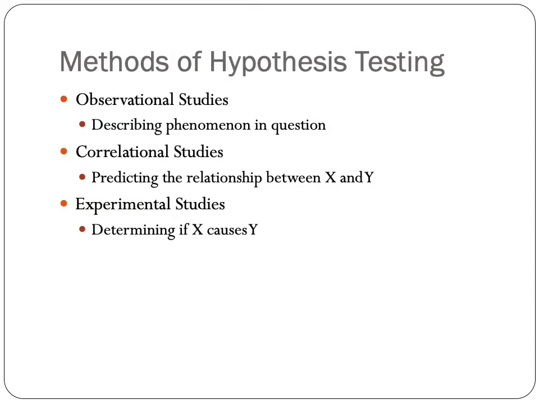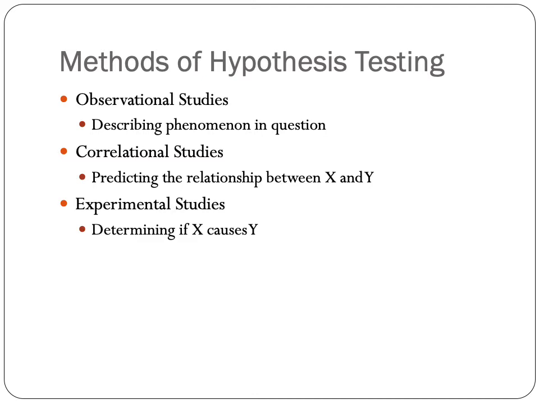In hypothesis testing, there's a lot of different methods that are used. There are observational studies, correlational studies, and experimental studies. Observational studies are just describing the phenomenon in question, right? I'm going to observe people in the library. Going back to that example of studying the library, I'm going to observe people in the library and describe what their study habits are. Then there are correlational studies, and those predict the relationship between X and Y. Do X and Y have a strong relationship to one another, even if one doesn't cause the other?